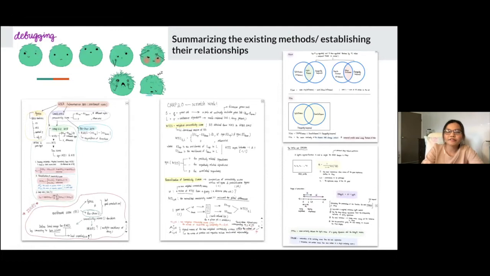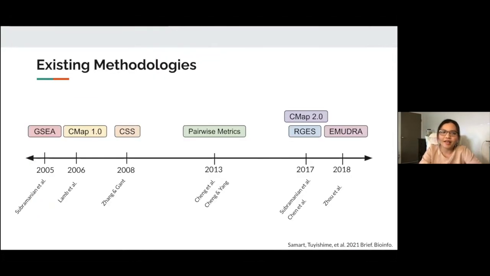And this is some of my notes from last year when I was trying to figure out the relationships between all of these different methods that have been proposed within the past 15 years. As you can see, it is kind of a mess when we try to establish the connections among them using mathematical and statistical insights, and we redefine all of the methods using our own notation.